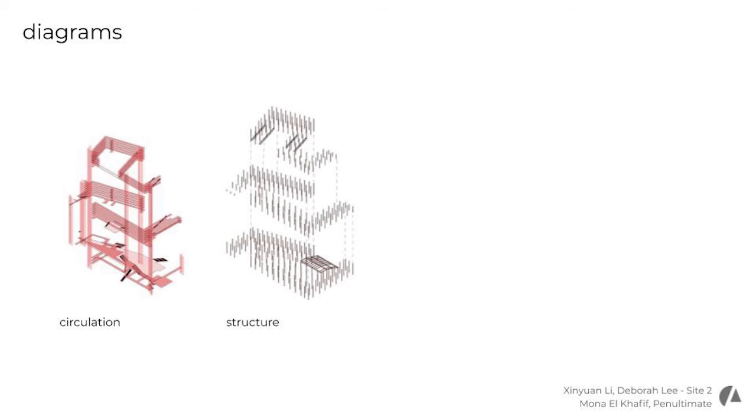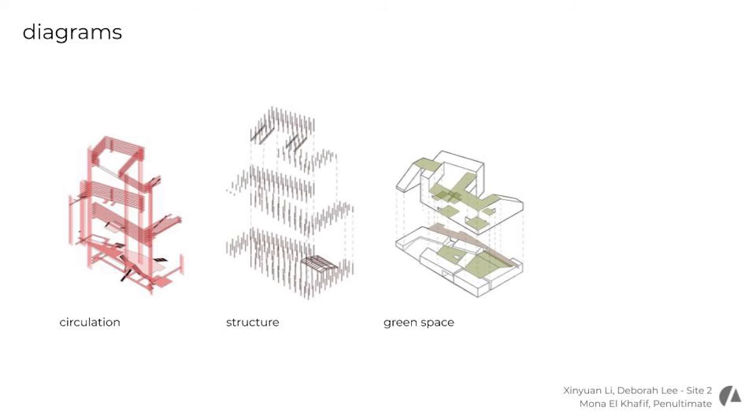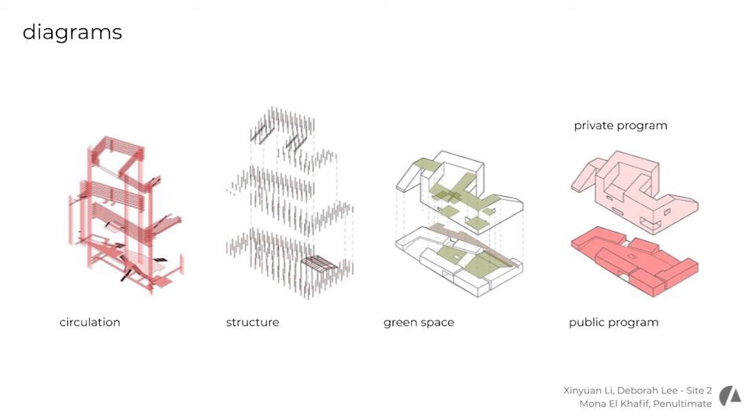We have a public green space at the elevated plaza at the second level and private shared green space at the void space and rooftop for the residents. All of the public programs happen at the first three levels, and above the third level is where housing programs are located.